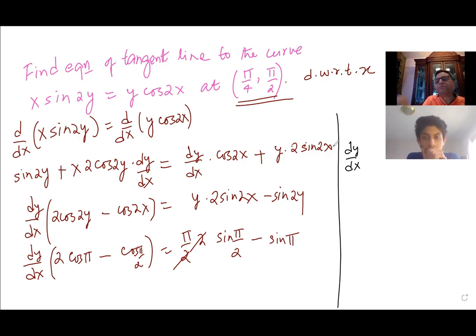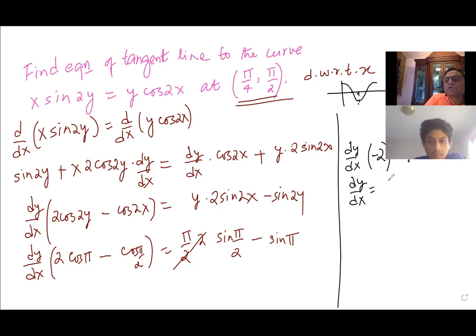What is cos pi? This is your cosine graph: 0, pi by 2, pi is minus 1. You get minus 2. What is cos pi by 2? 0. Equals sine pi by 2, which is 1, minus sine pi, which is 0. So dy/dx is equal to minus half.